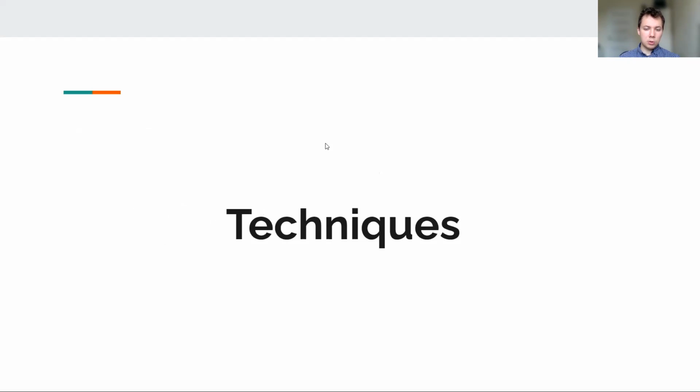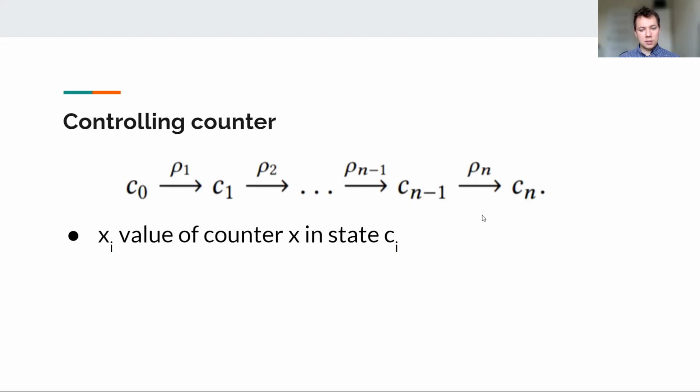So now I will show you the techniques which allowed us to show Ackermann hardness. The first technique is the controlling counter technique. This is a new technique discovered by us, and it allows us to force some counter to be 0 at some point of the run.